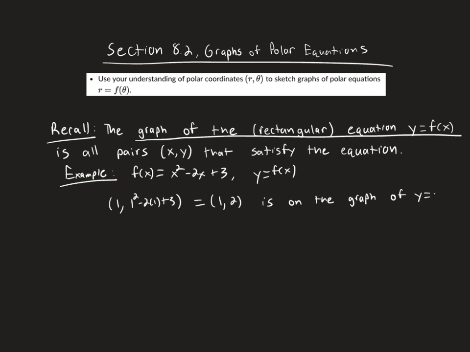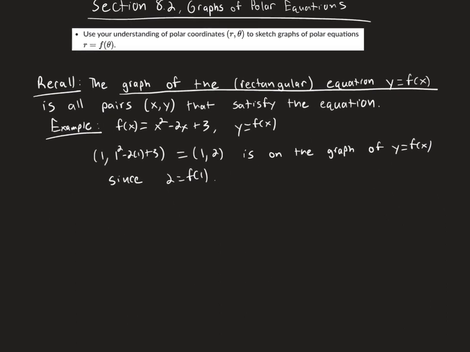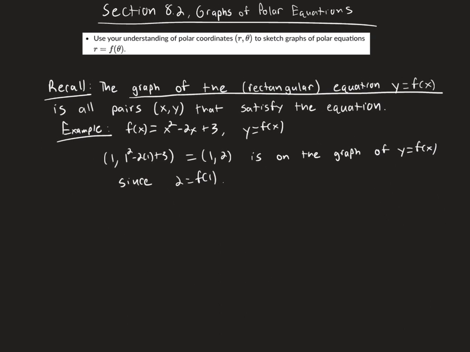of y equals f of x, since 2 equals f of 1. And that's true of every single point on this graph. To figure out what the graph looks like, we plot some of those points and connect the dots to get a rough idea. If you have a graphing calculator or Desmos, they plot a lot more of those points and give you a much better representation of what the graph looks like. So we're going to do the same thing, but we're going to use polar equations instead.